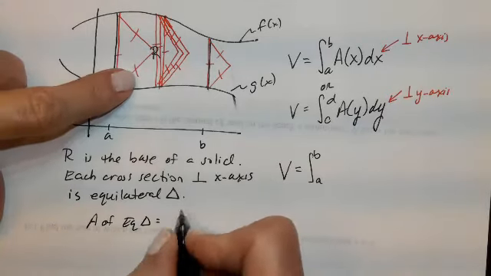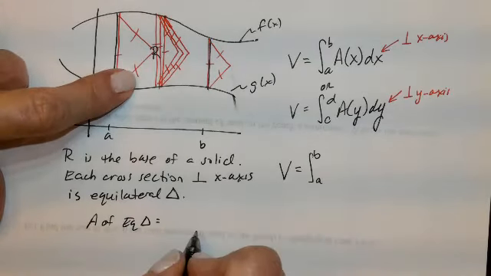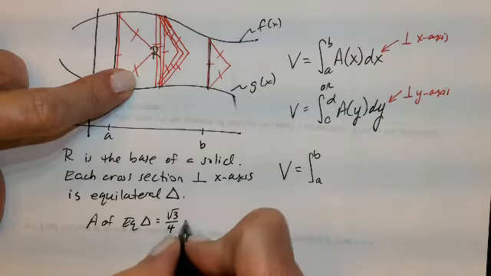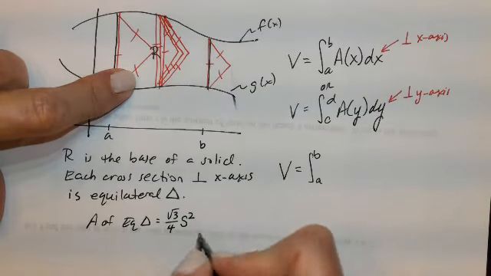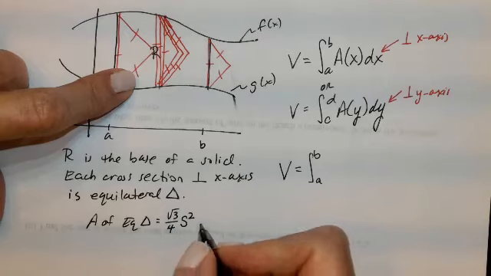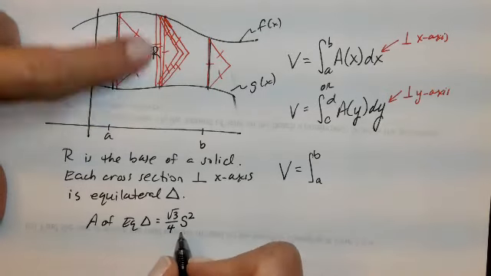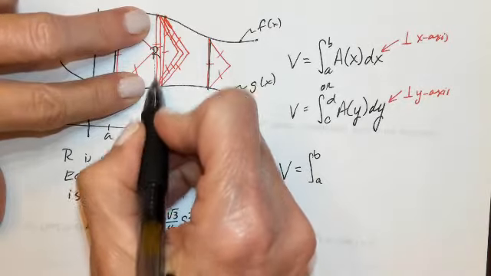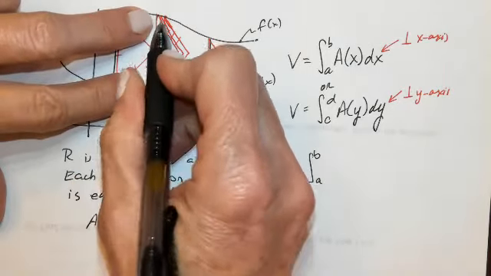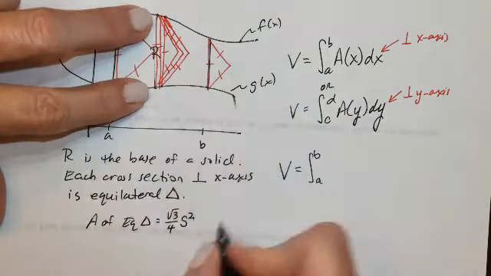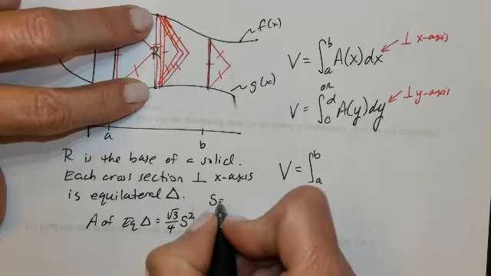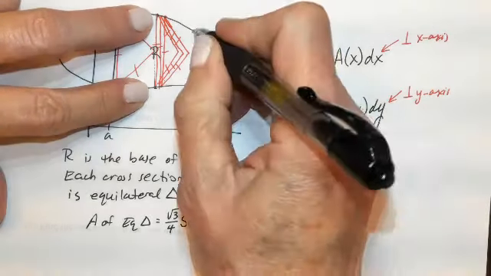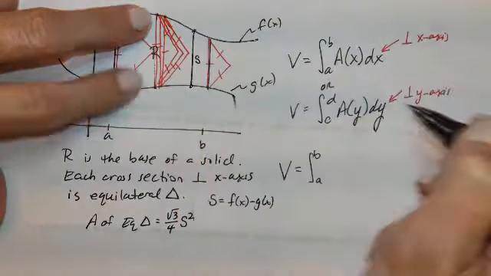Well, that goes back to geometry, and we learned all of these when we were learning this the first time. But the area of an equilateral triangle is square root of 3 over 4 times a side squared. So we need an expression for a side in our situation. Well, a side, if I look at this lying on the region, a side goes from f of x to g of x. So a side for us is f of x minus g of x. So that length will be a side.